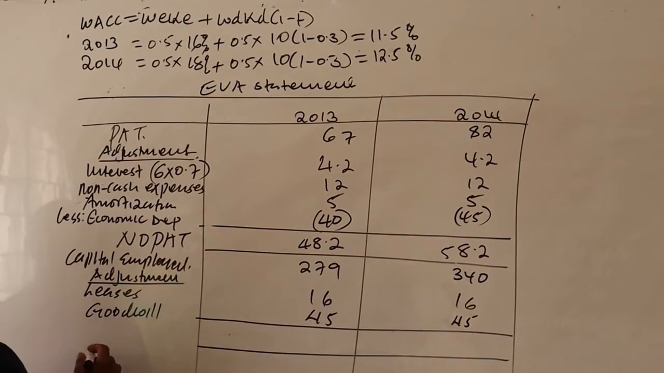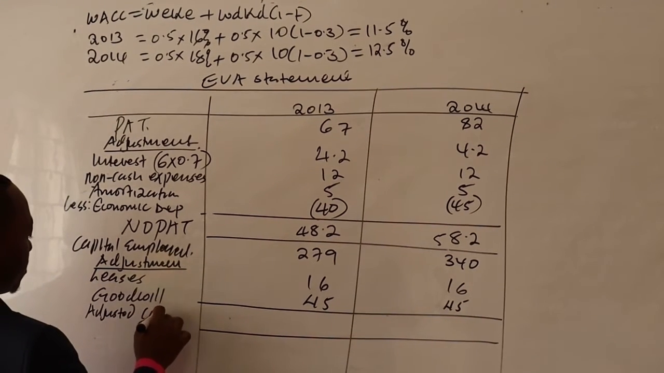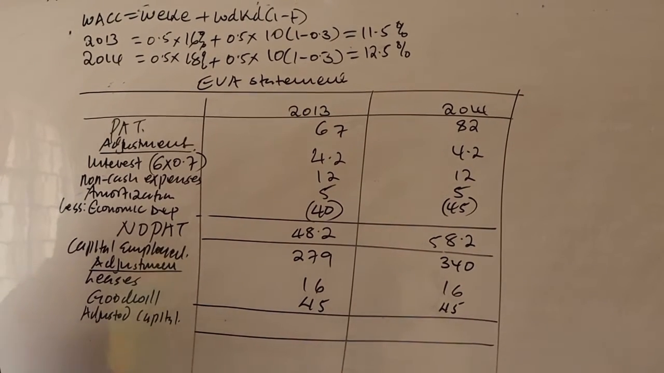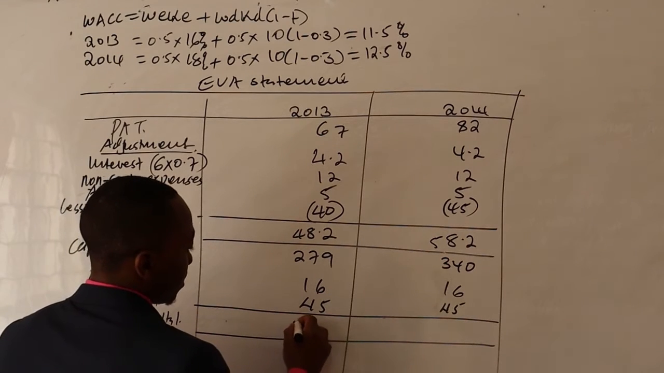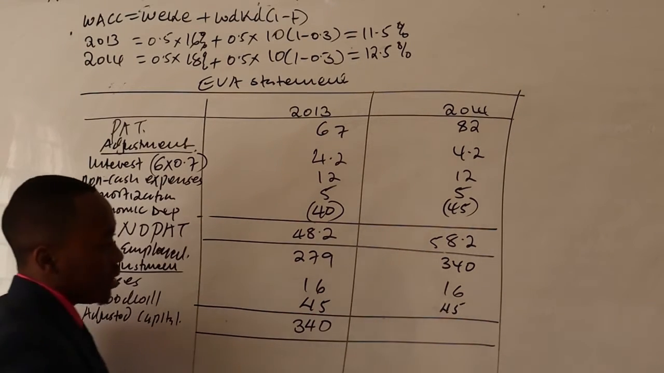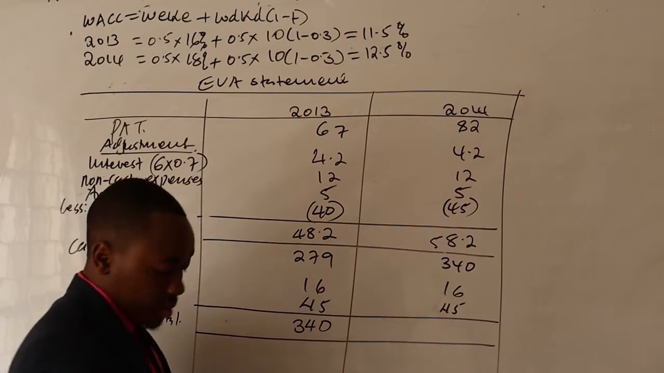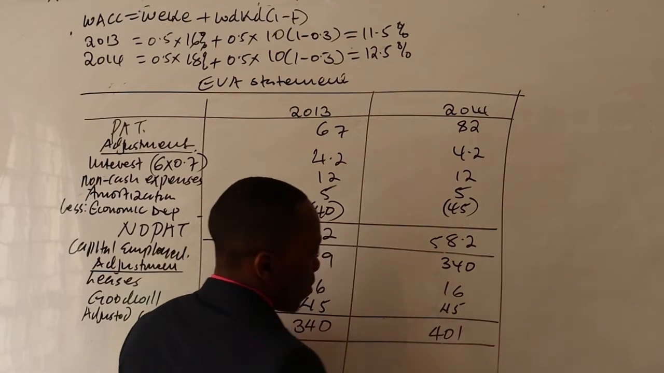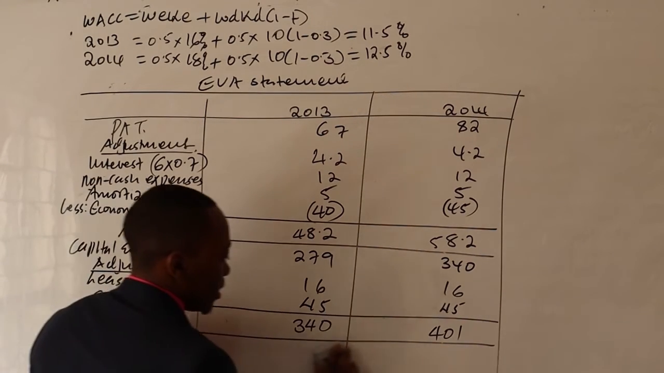So now we get our adjusted capital. How much is our adjusted capital? So we have 340, and there we'll have 401. So now with that we can determine our EVA.